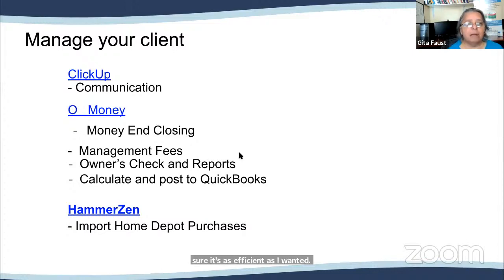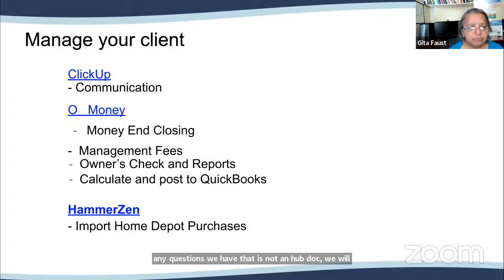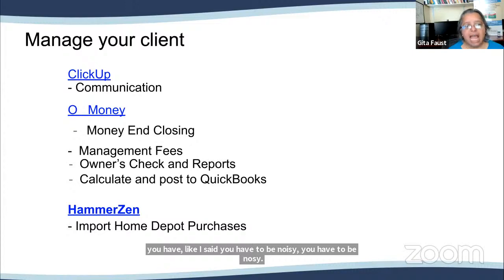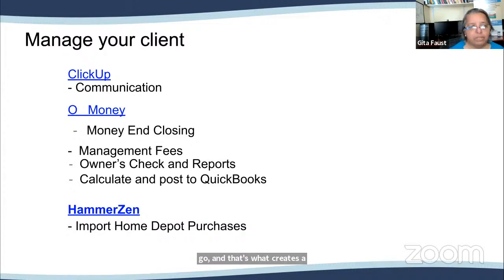So we use ClickUp. Any questions we have that are not in HubDoc, we will put in ClickUp and create a task for it. So each question is a task. Like I said, you have to be nosy and ask questions as you go. And that's what creates a task. And we use ClickUp for that.